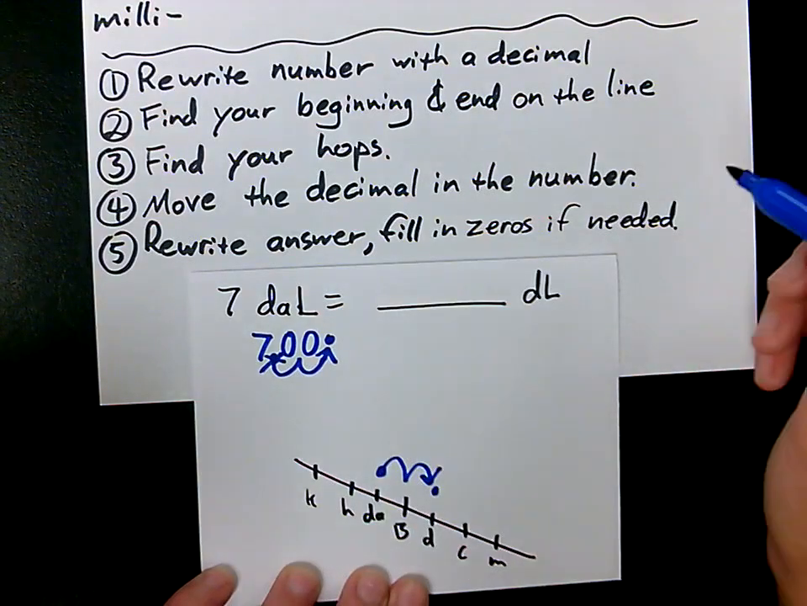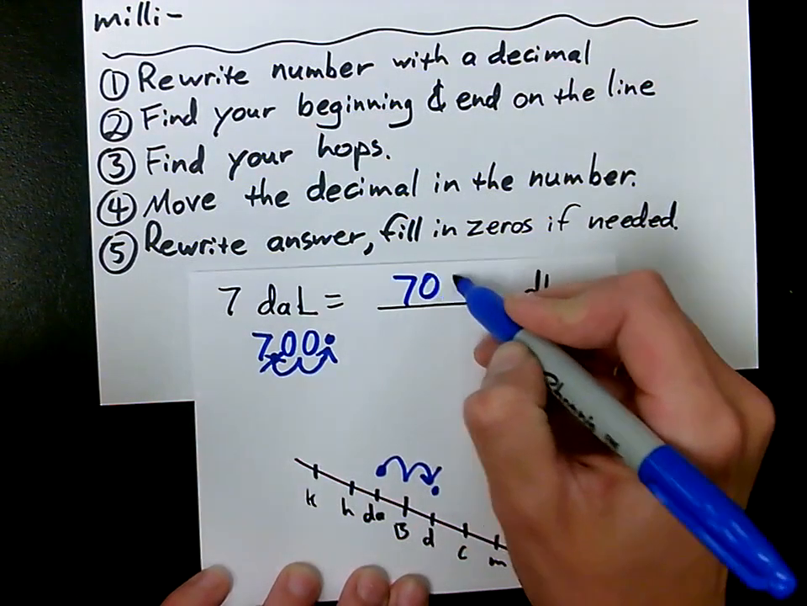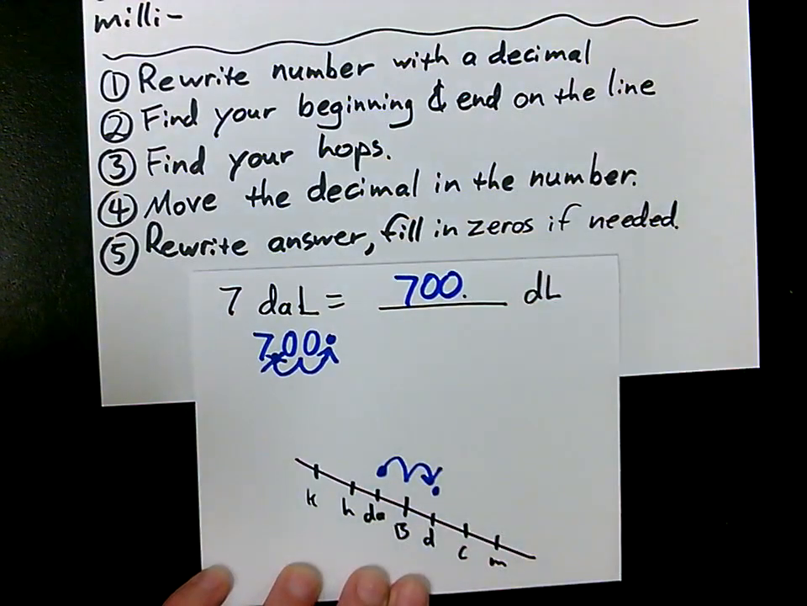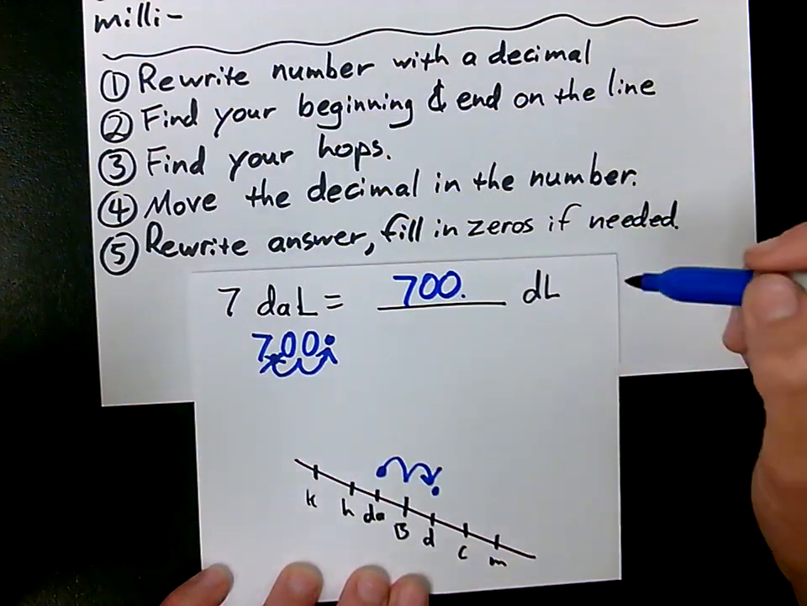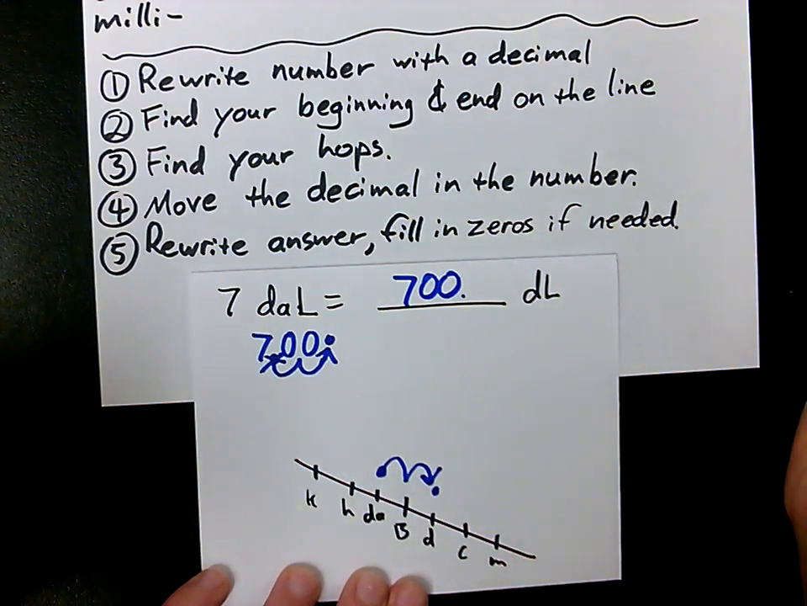Okay, so our final answer then is 700 with a decimal at the end. Again, you can leave that decimal off if you'd like. It's not necessary there, but our answer should be 700. Hopefully you got that on your own.